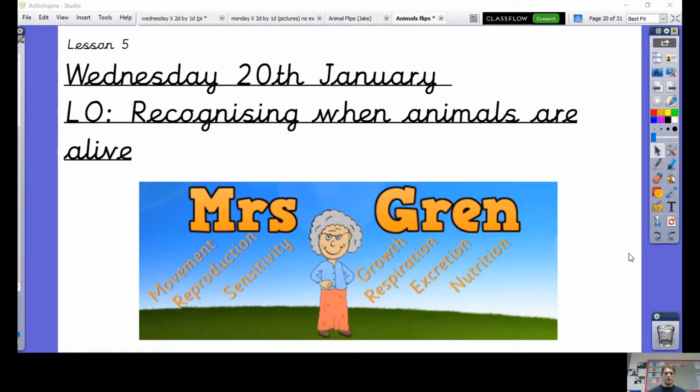Okay, great. So today, like the learning objective says, we're going to be recognizing when animals are alive, and more specifically, we're going to be looking at different things which determine whether animals are alive. Looking at different things to show whether animals are living or not.